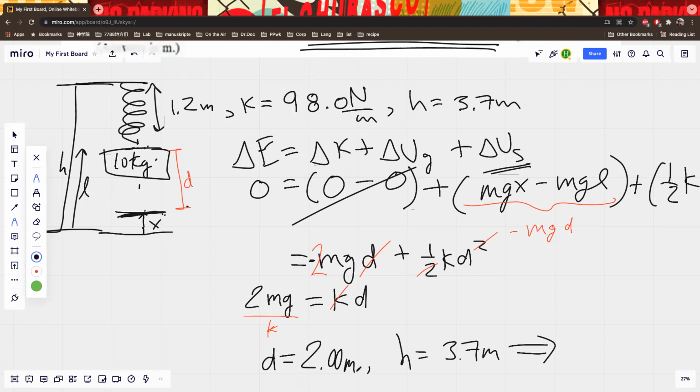Yeah, I seem to have the wrong answer. It looks like d plus 1.2 .7.